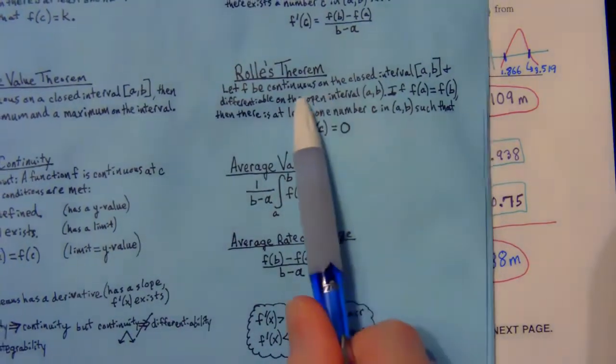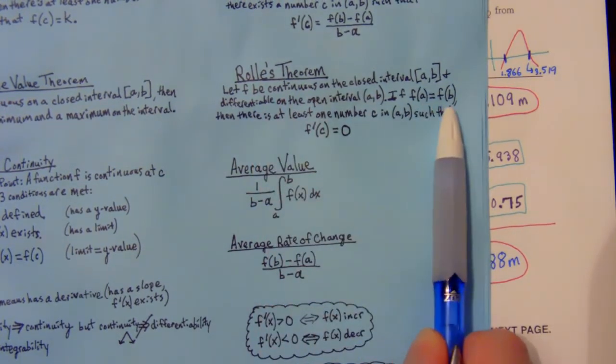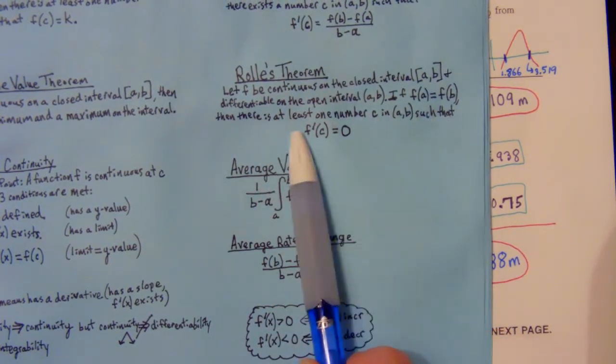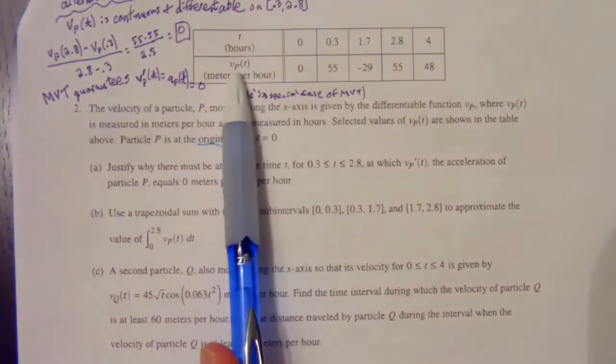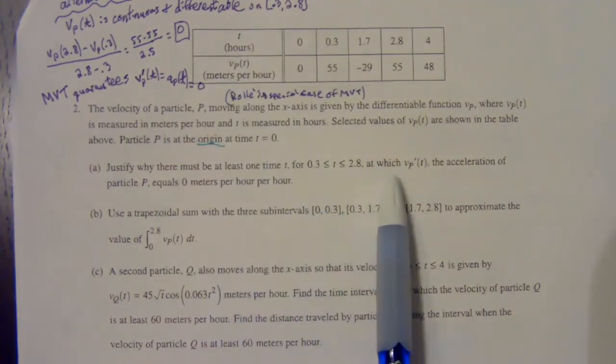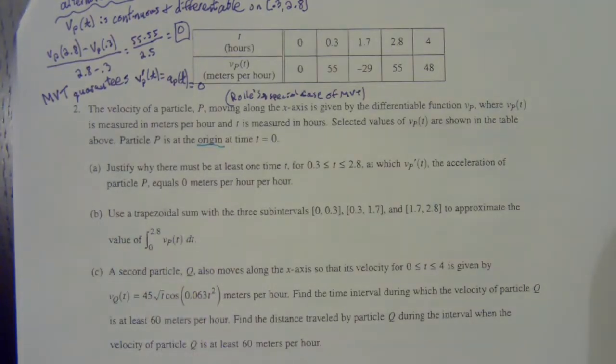It says if you have a continuous function and differentiable function, and if you have two y-values that are the same, f of A equals f of B, then there's a spot where that derivative is equal to 0. So like on letter A, it's talking about this is the velocity for P, right? And then it's talking about is the derivative equal to 0. So right when I saw derivatives equal to 0, we're supposed to think of Rolle's theorem right there.